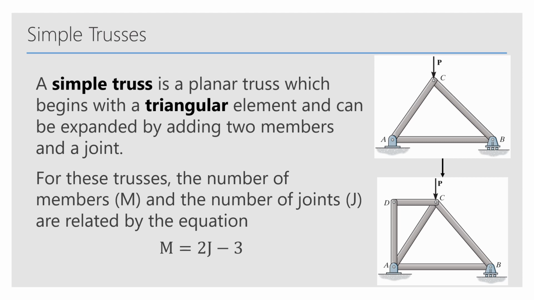A simple truss is a planar truss which begins with a triangular element and can be expanded by adding two members and a joint. For these trusses, the number of members, m, and the number of joints, j, are related by this equation, where m equals 2j minus 3. On the top right, we see a simple truss, which is just that triangle. And then you can expand on a simple truss to create more trusses by just adding members to it.